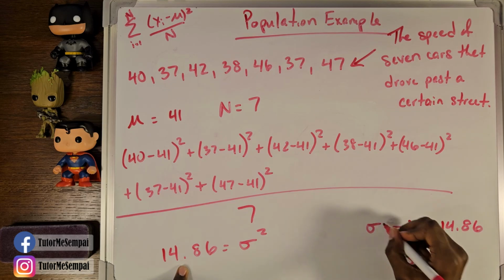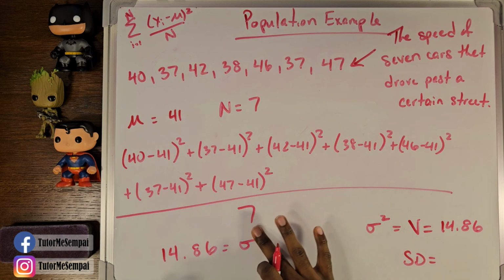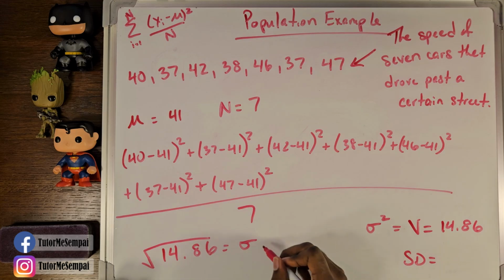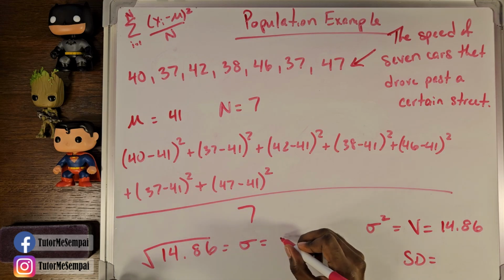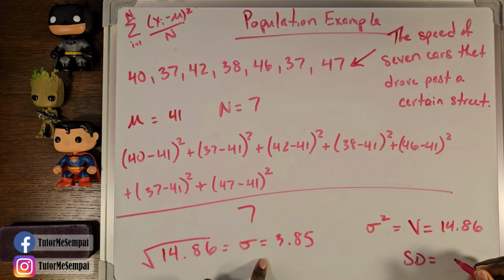14.86 is sigma squared. Now, in order to find our sigma, we're going to take the square root. When we do that, we're going to be left with 3.85. 3.85 is going to be our standard deviation, which is our sigma. So I hope you were able to follow along with today's video, and I hope you now understand what you need in order to find your variance and your standard deviation.